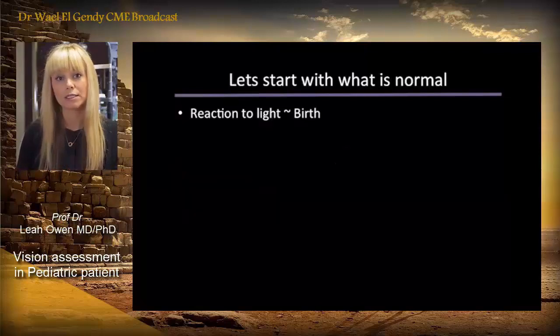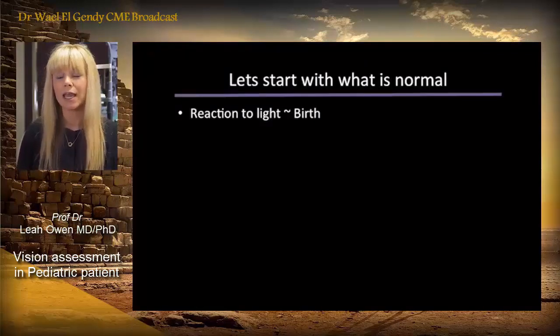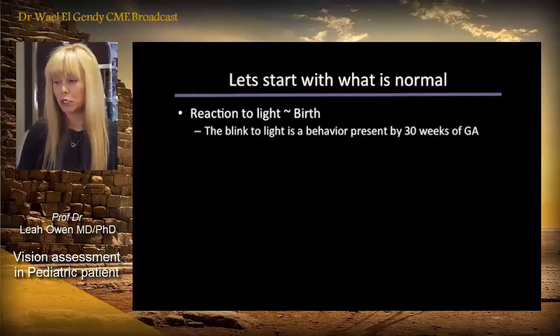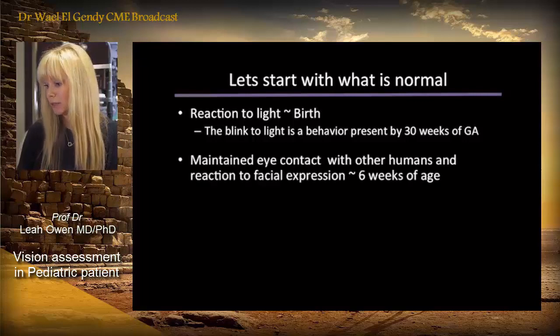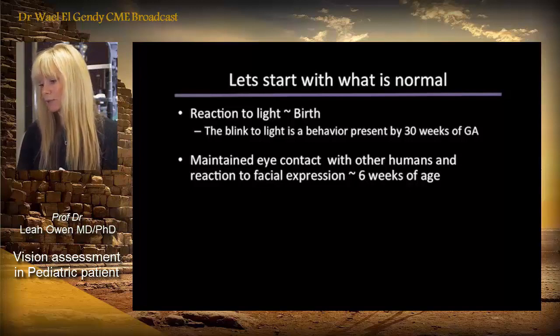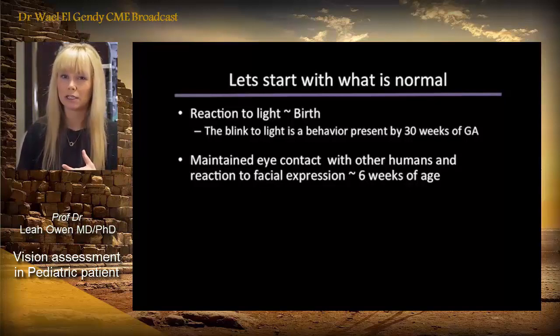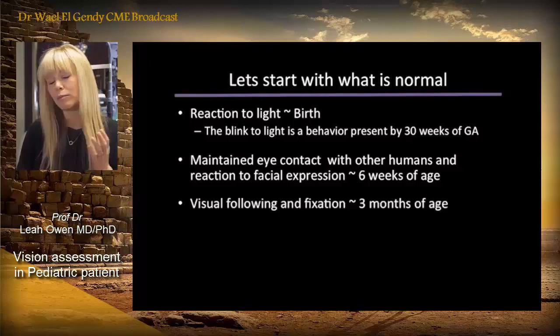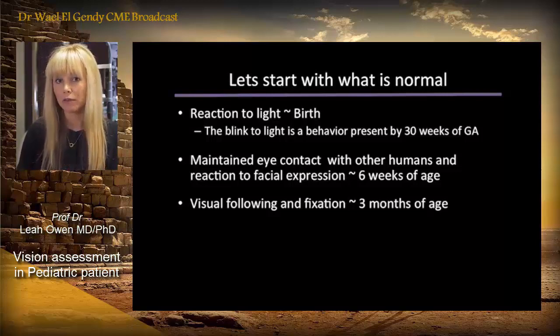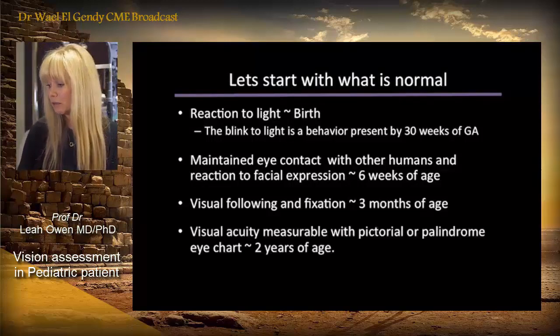At birth, we like to see that the child reacts to light. In fact, if the child's born preterm, we can see this response after about 30 weeks of gestational age. So this we consider to be a normal response at birth. We then like to see that the child can maintain eye contact with other humans, particularly lock onto faces, around 6 weeks of age to 2 months. We don't reliably measure visual fixation or following behavior until the child's about 3 months of age.